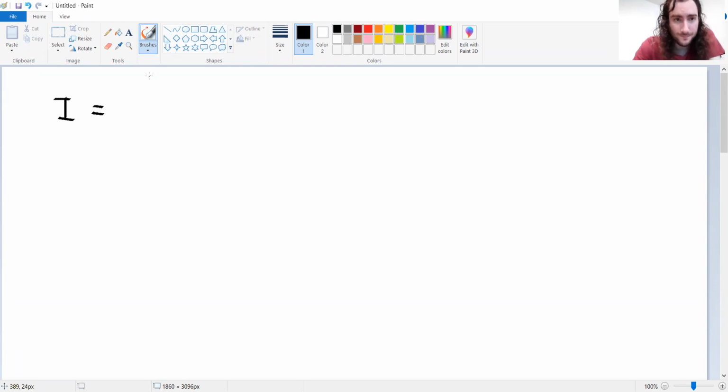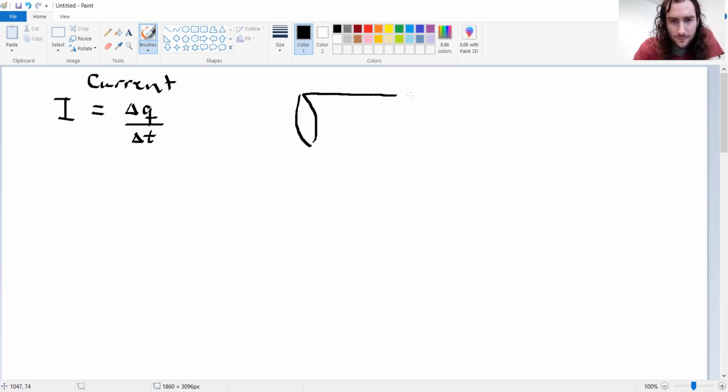So the first section of chapter 25 is all about current. We use the symbol I for current. We define current as an amount of charge which flows through a given cross-section of a material in an amount of time delta t.